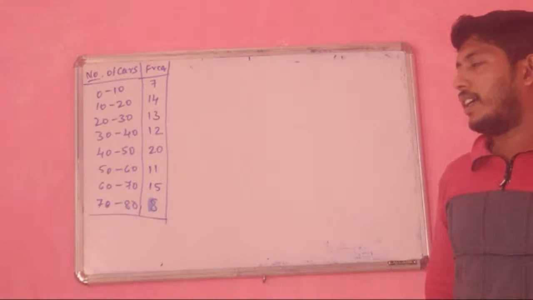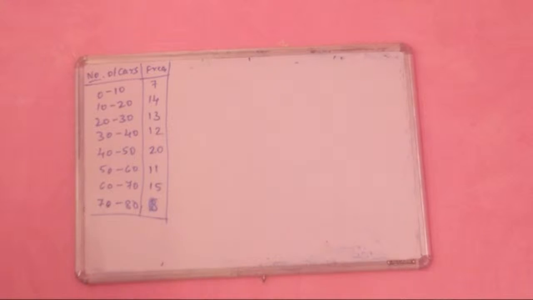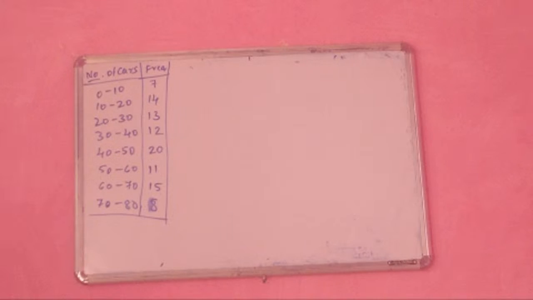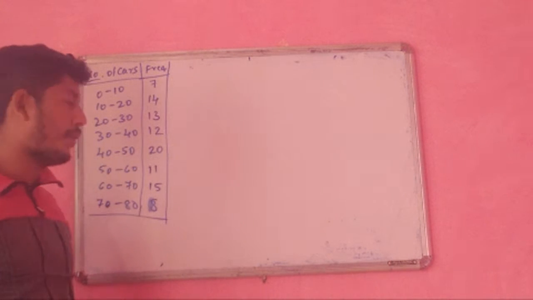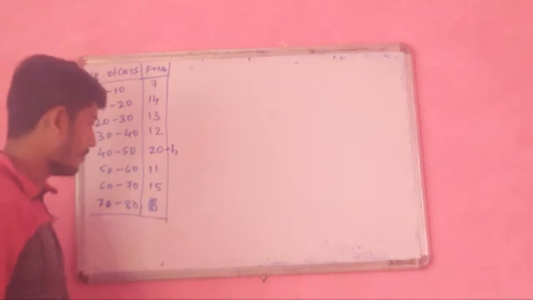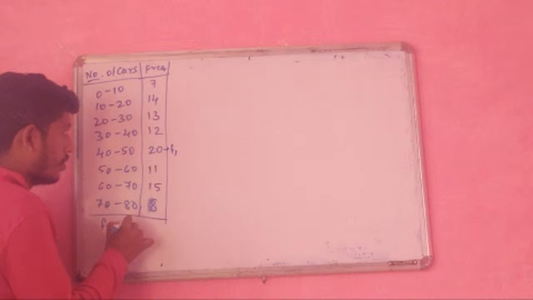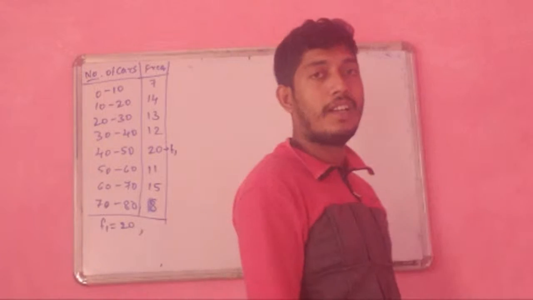So now in this again we have to find out which is the maximum value. Just find out the values of F1, F2 and F0. So among 7, 14, 13, 12, 20, 11, 15, 8, the maximum value is 20. Okay, I will consider that as F1. F1 equals 20, that is the frequency of the modal class.